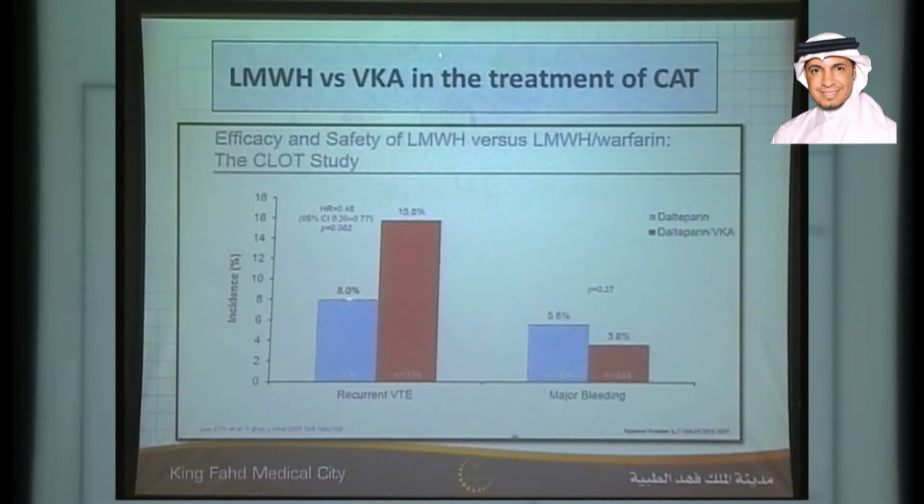So this is the CLOT trial showing about a 50% reduction in the recurrence rate. And bleeding was, if you see, this is the bar for dalteparin, even less than bleeding due to warfarin.